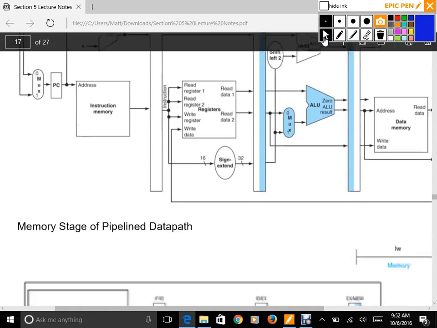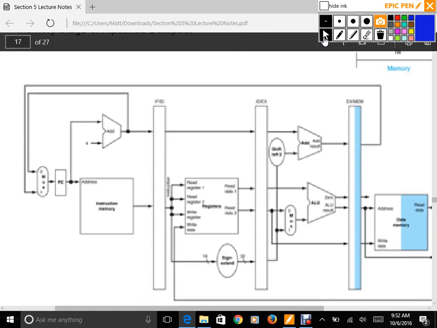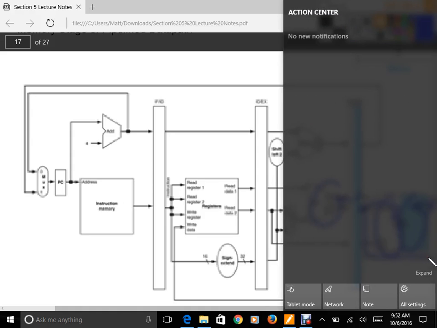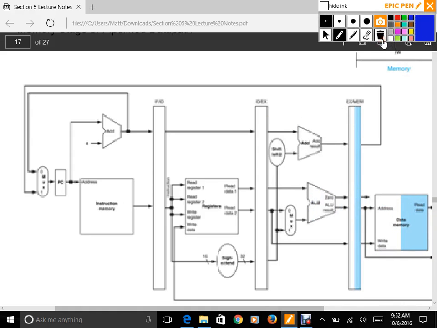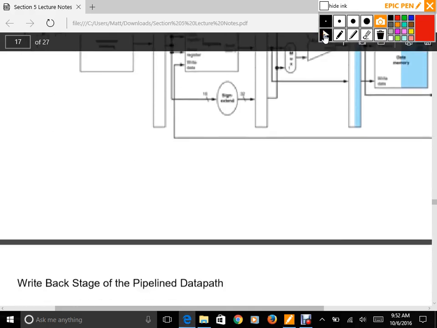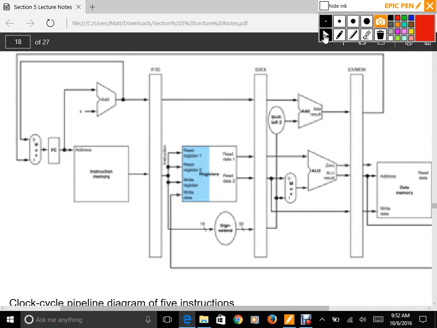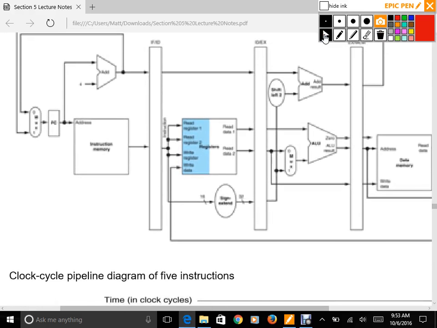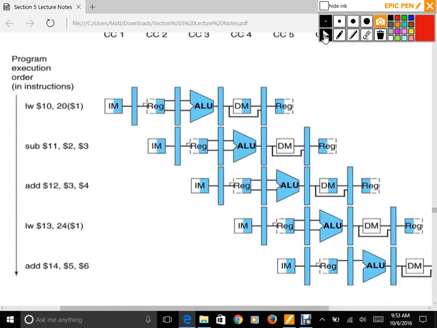Okay, so the memory stage of the data path, you're getting everything off the ALU. It's been waiting here. It goes there. We're either writing to it in the case of a store word, or in the case of a load word, you're getting it from the data memory, putting it on the buffer. And then the ALU circumvents the value here. Clear all, please. And then in the write back stage, we're writing back to the registers with the decision from the memory to register control signal. So here is how this is actually working.